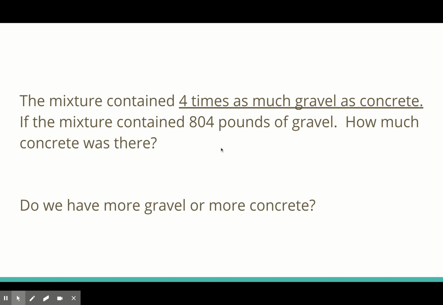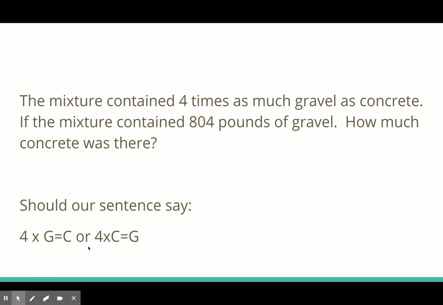Next up, do we have more gravel or more concrete? That's right, we have more gravel than concrete. We have 4 times as much gravel. So if you have 1 pound of concrete, you have 4 pounds of gravel. Next up, is our sentence going to say 4 times gravel equals concrete, or 4 times concrete equals gravel? What you've got to figure out here is what's your big number? Which one do you have more of? That should go at the end of that sentence.